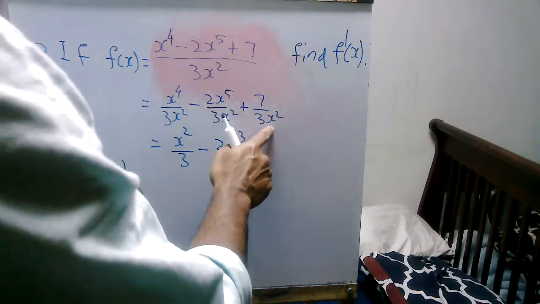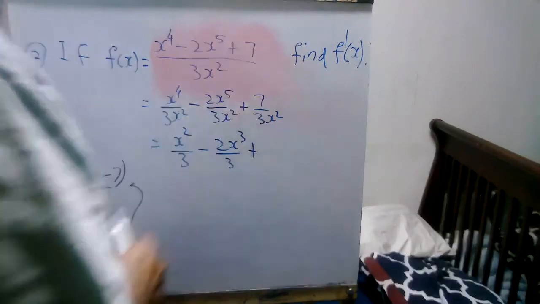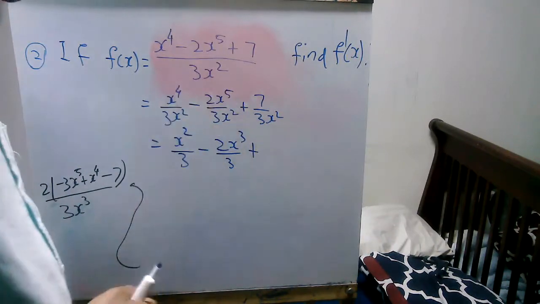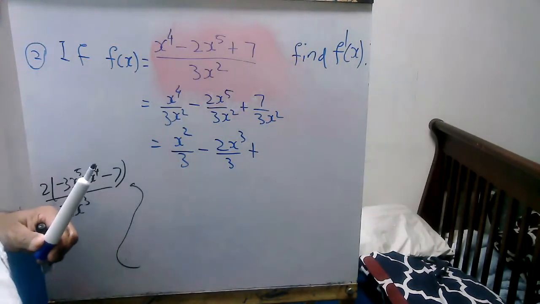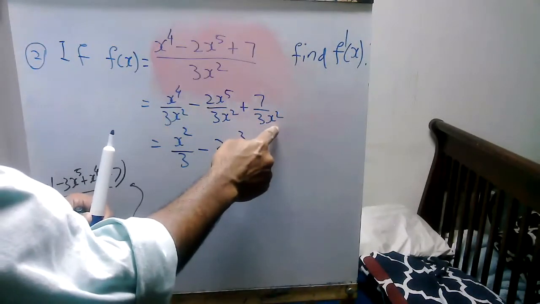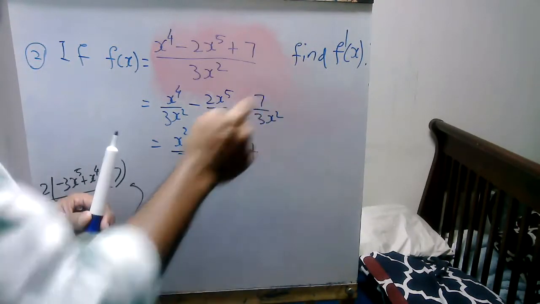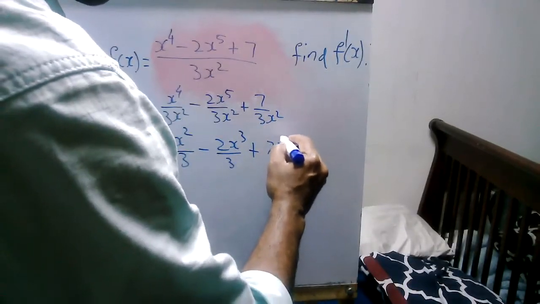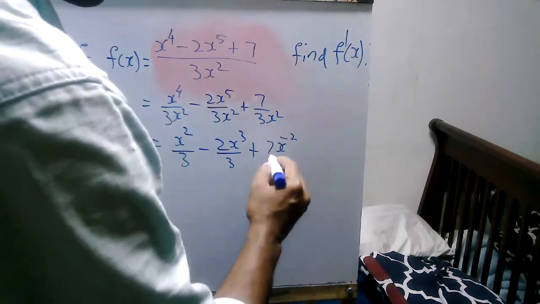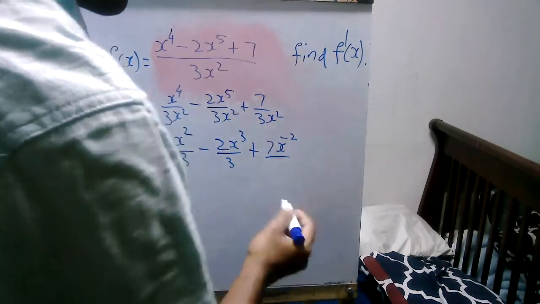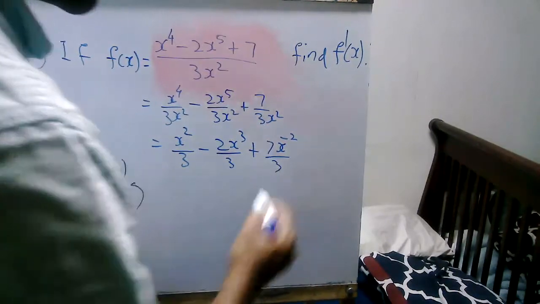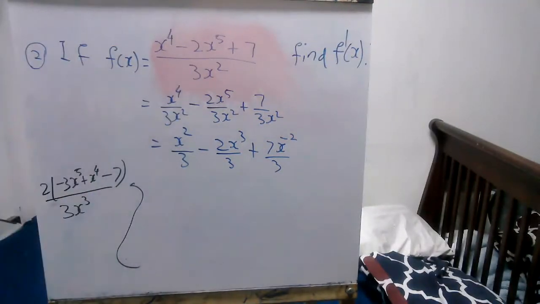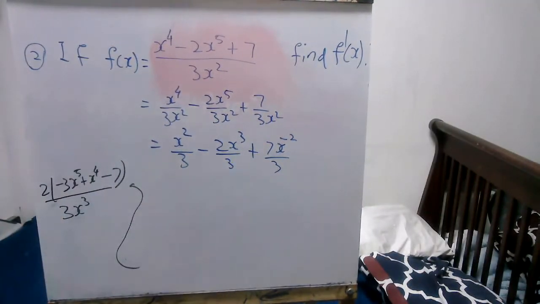plus this thing, nothing to cancel out, but we learned last time when we were using the power rule, it is easy if we move this to the top, so we can write this thing as 7x to the power negative 2 over 3, right? Now let's differentiate this.